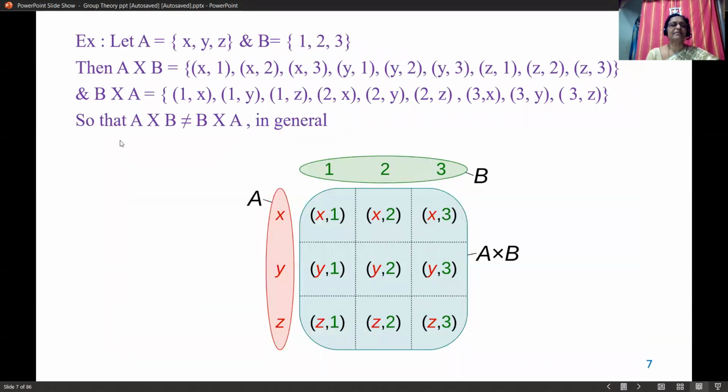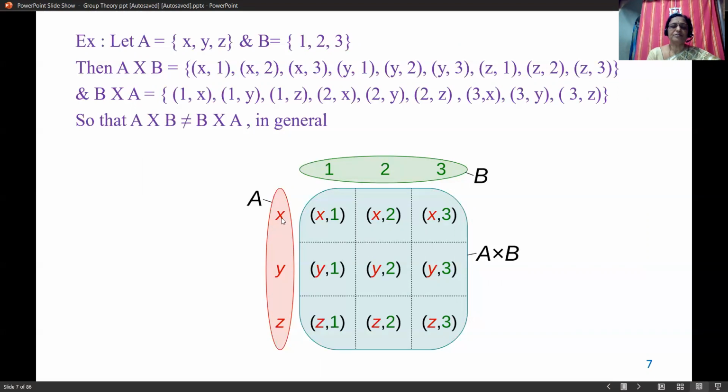So let us see this with the help of an example. Let A be the collection of x, y, z and B be the collection of 1, 2 and 3. Then let us find what is A cross B. To find A cross B, let us consider a diagram here. A contains x, y, z, so let us write them in the extreme left column, and let us write the elements of B in the upper top row. So A is x, y, z and B is 1, 2, 3.